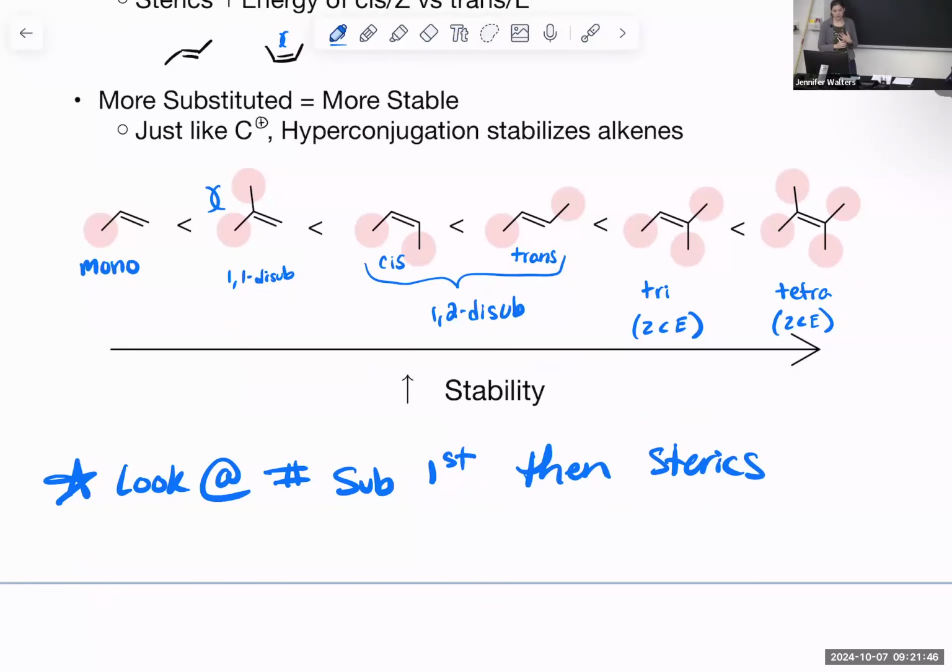Look at your substituents first, the number of substituents first. That's the more stabilizing factor, then sterics.